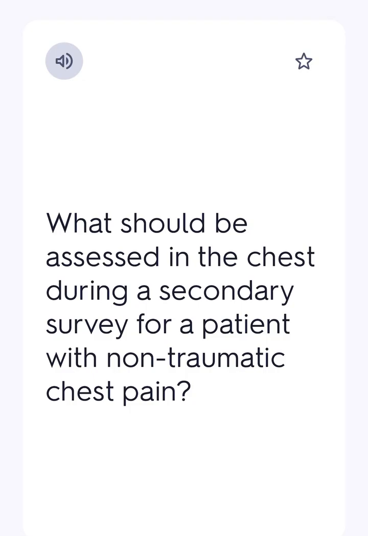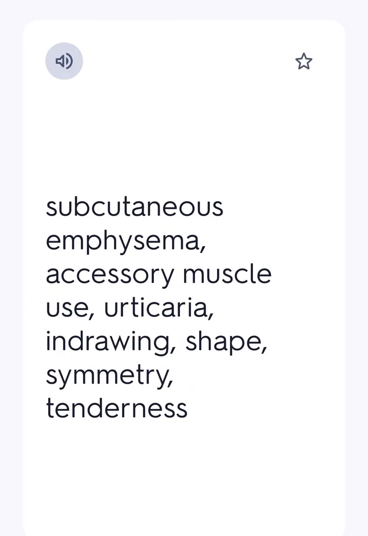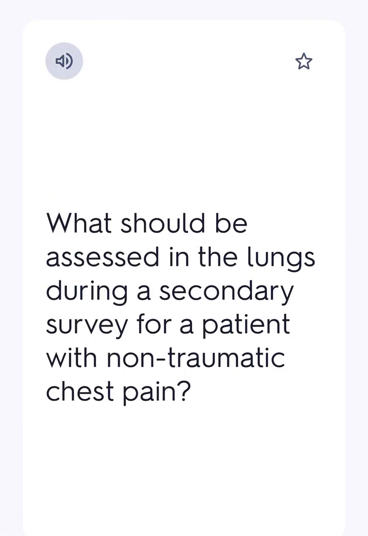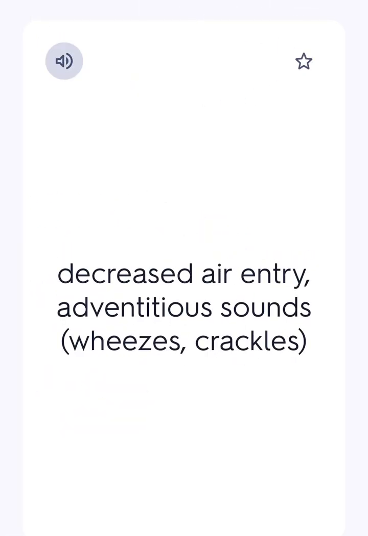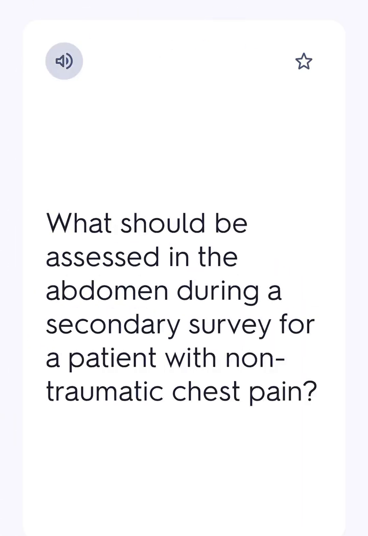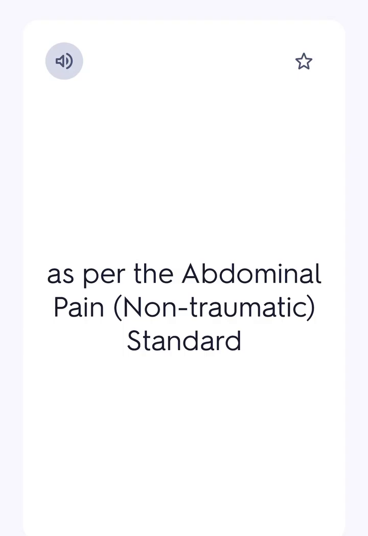What should be assessed in the chest during a secondary survey for a patient with non-traumatic chest pain? Subcutaneous emphysema, accessory muscle use, urticaria, indrawing, shape, symmetry, tenderness. What should be assessed in the lungs? Decreased air entry, adventitious sounds. What should be assessed in the abdomen? As per the abdominal pain standard.